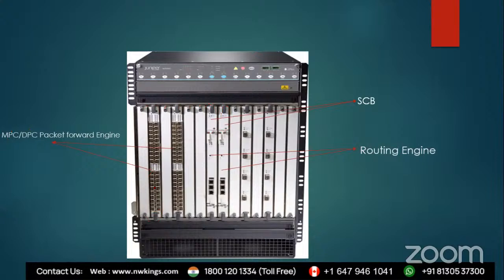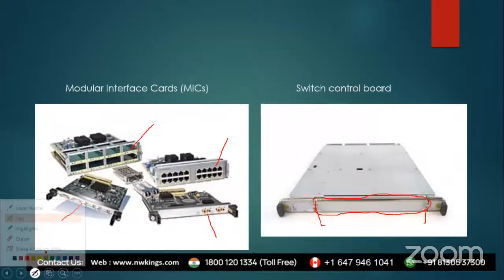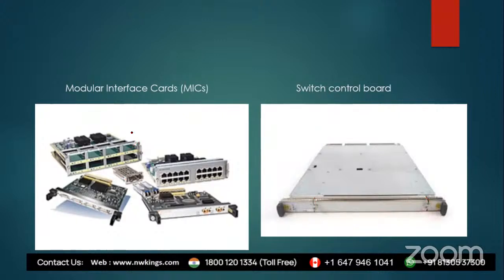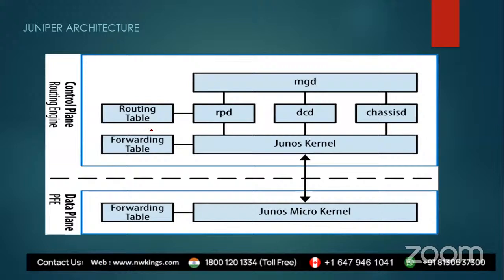Each and every hardware component has its own responsibility. That's why I'm explaining about hardware components. The routing engine will handle control plane functions, and the packet forward engine, which is located in MPC or DPC, handles the forwarding plane. These MPC or DPC cards will handle the forwarding plane functions. So these are the MIC cards, and this is a switch control board. So this is the architecture.